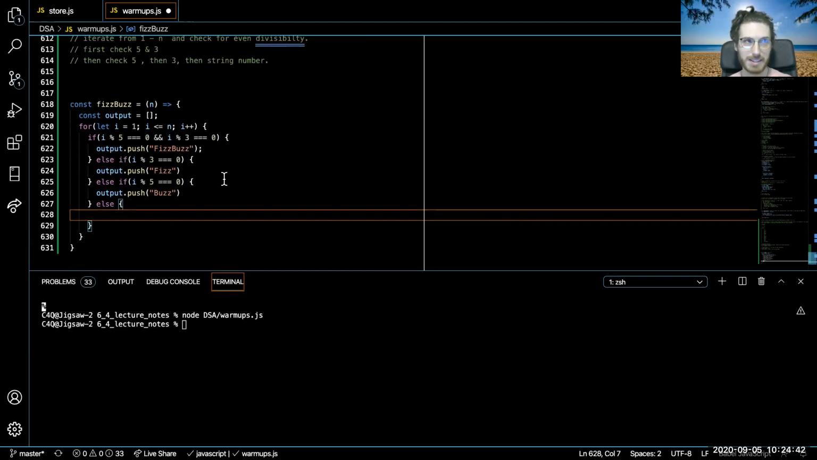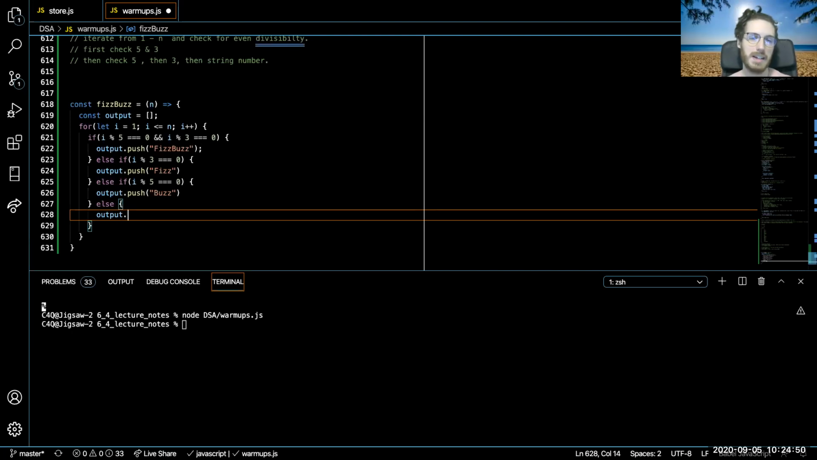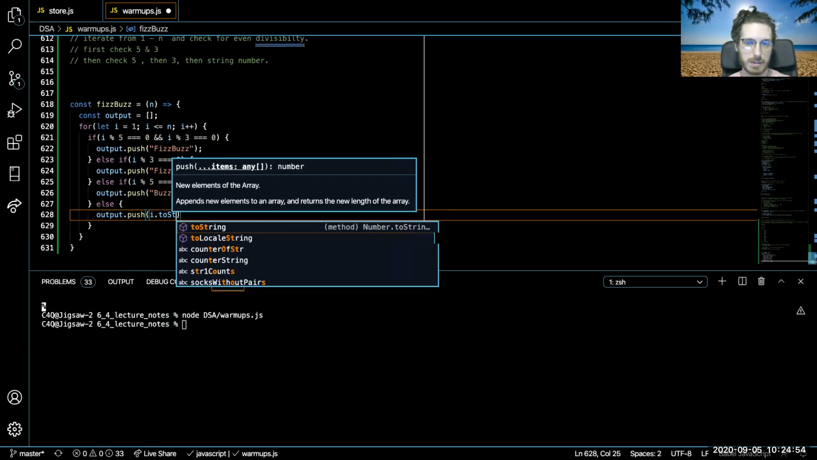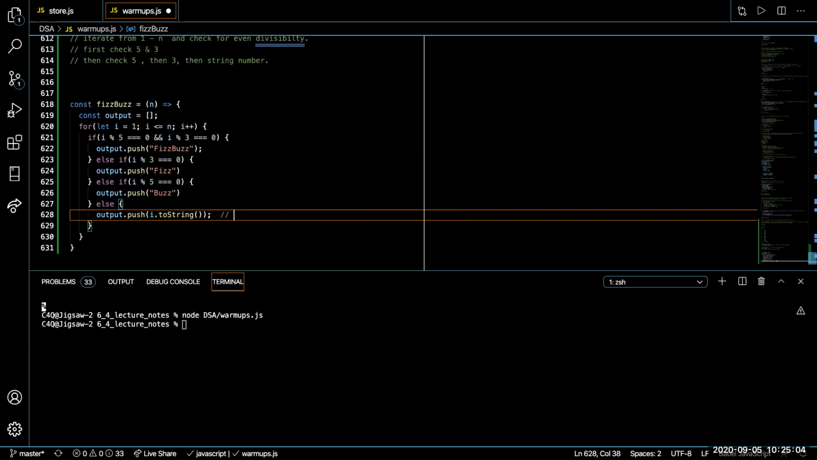I know we can at least think of one. toString, yeah, okay. output.push(i.toString()). Sounds good. What's another way we could have done it? An empty string plus the number plus i.